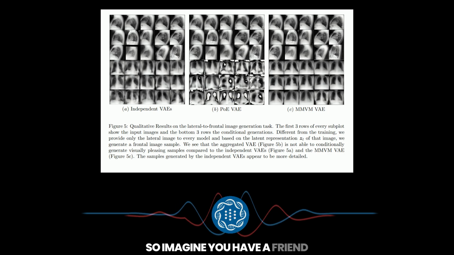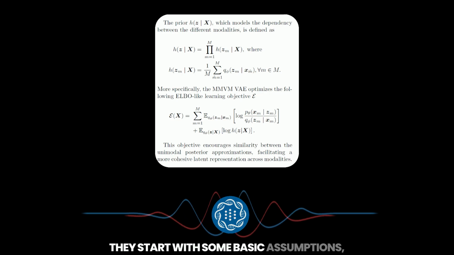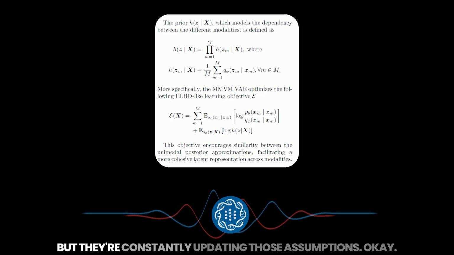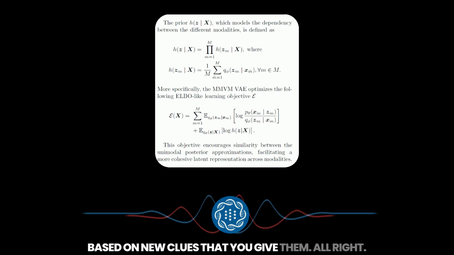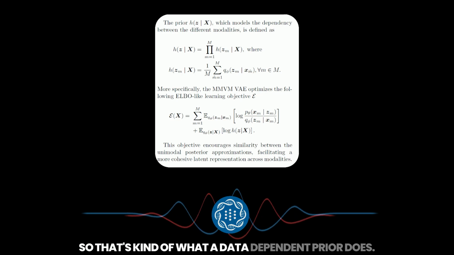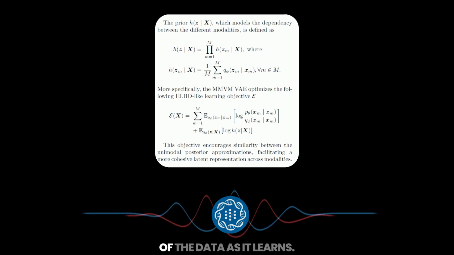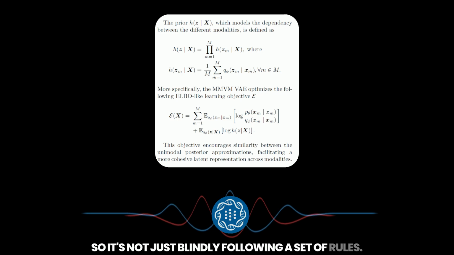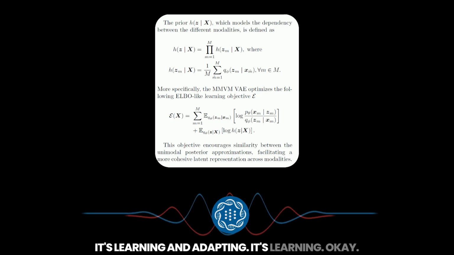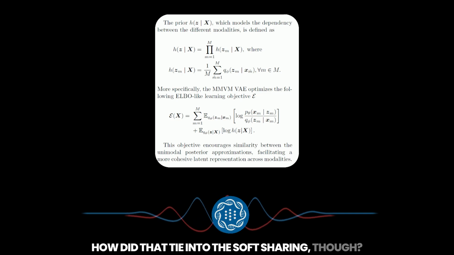Sure. So imagine you have a friend who's really good at guessing games. They start with some basic assumptions, but they're constantly updating those assumptions based on new clues that you give them. So that's kind of what a data-dependent prior does. It helps the model adjust its understanding of the data as it learns. So it's not just blindly following a set of rules. Right. It's learning and adapting as it goes. That's pretty cool. How does that tie into the soft sharing, though?